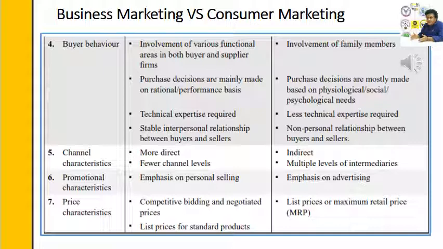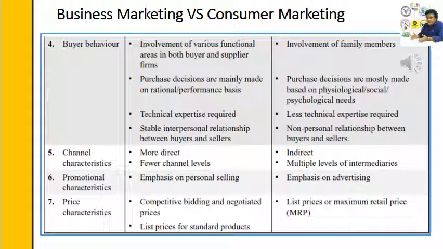If you take the channel characteristics of business marketing, there are more direct channels as compared to indirect channels, and there are fewer channel levels, whereas in consumer marketing the channels are mostly indirect and there are multiple levels of intermediaries. From the manufacturer, something may go to a godown of a company or a depot of a company. From depot it may go to the big distributor, from there to a sub distributor, to the wholesaler, to the retailer, and then finally to the consumer.